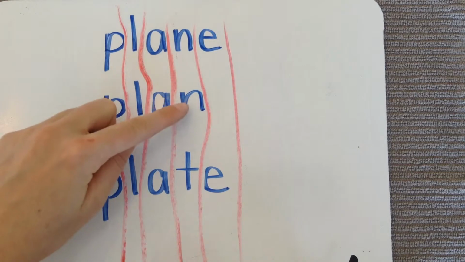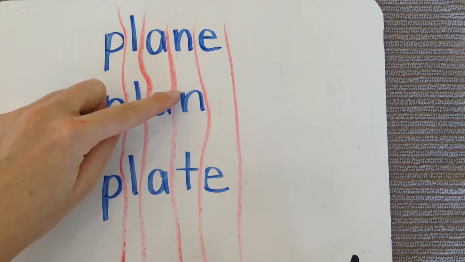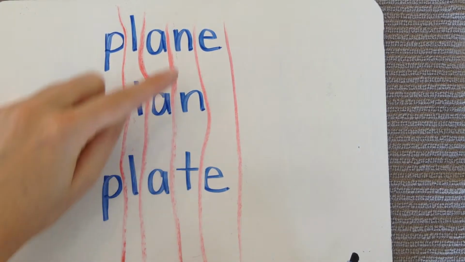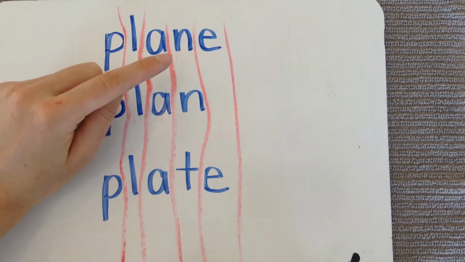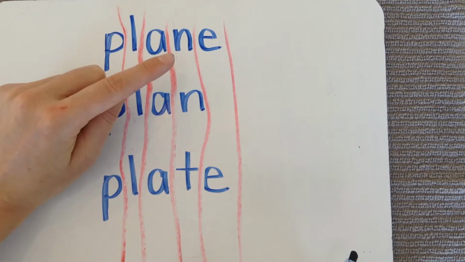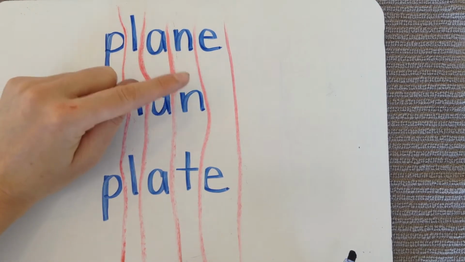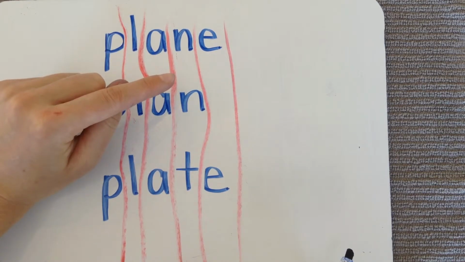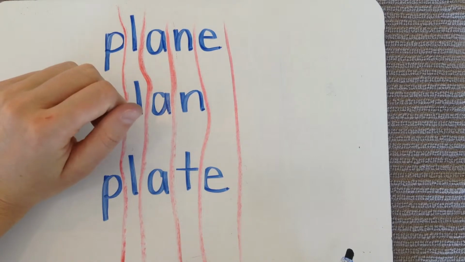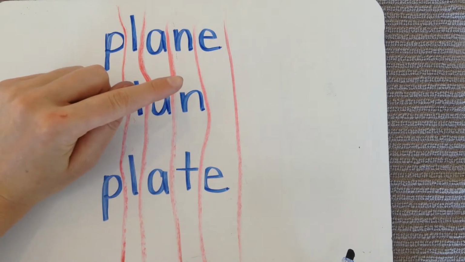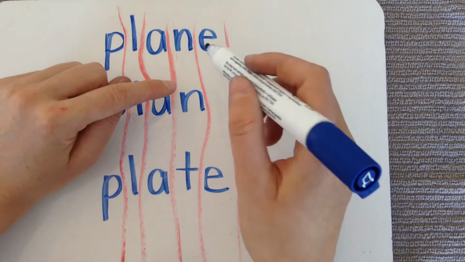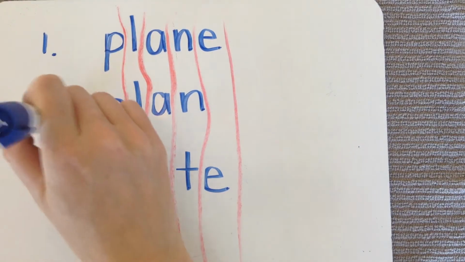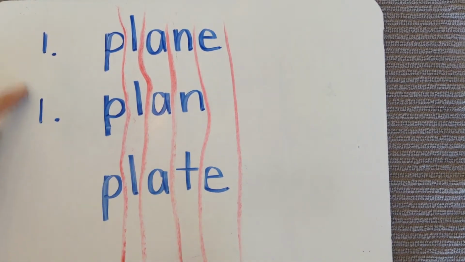N, still the same. T, that's something different. Time to sing our ABC song. We have to figure out what comes first in the alphabet. N or T? A, B, C, D, E, F, G, H, I, J, K, L, M, N. N comes first. So far, these words are ahead of plate, but they're still tied.